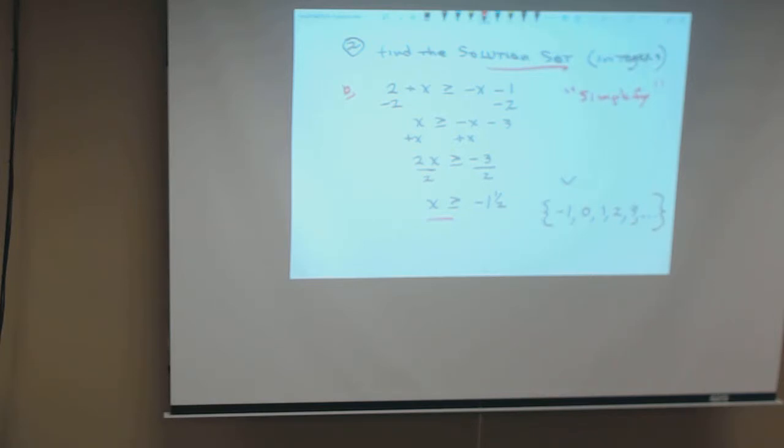The first thing I did was subtract 2 from both sides, and that gave me x is greater than or equal to negative x minus 3. Then I added x to both sides, and now I have 2x is greater than or equal to negative 3. Then I divided by 2 on both sides, and I get x is greater than or equal to negative 1.5. And it says find the solution set. So we have this little brace here.